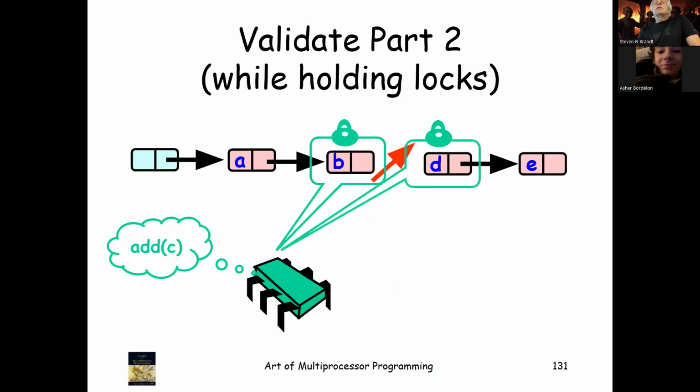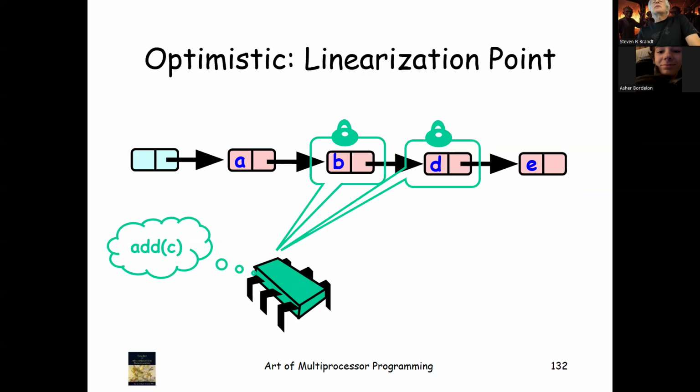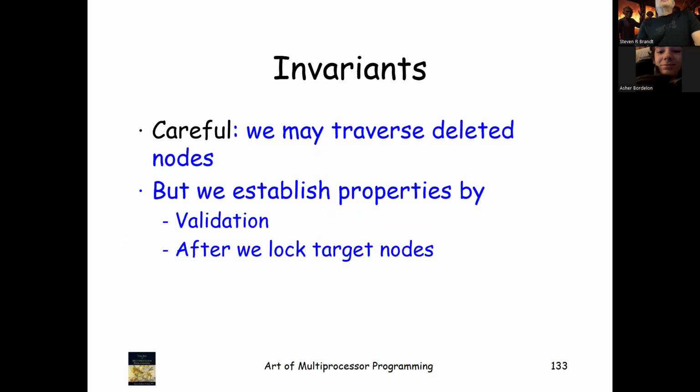So again, when I validate, in addition to checking that B is still reachable, I have to check that D is still reachable from B, and that B is still pointing to the same place. And this is okay. This is my optimistic linearization point when I get the locks, and I put C in there. We have to be careful because we may traverse deleted nodes, but we establish properties by validation after we lock target nodes.